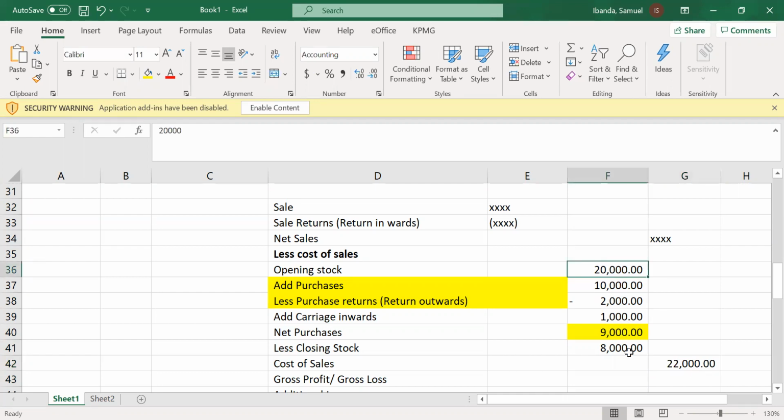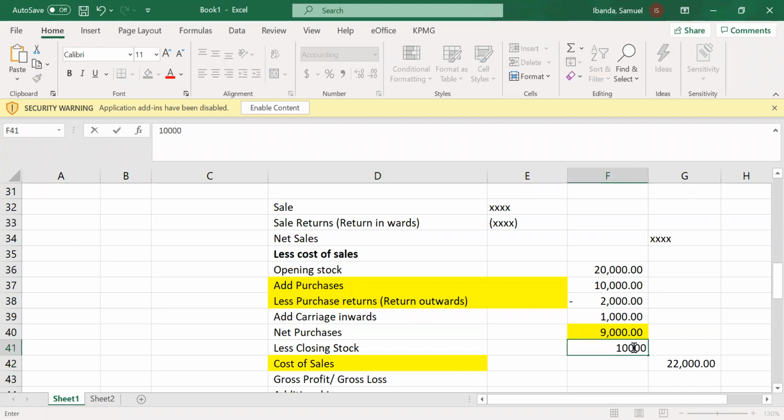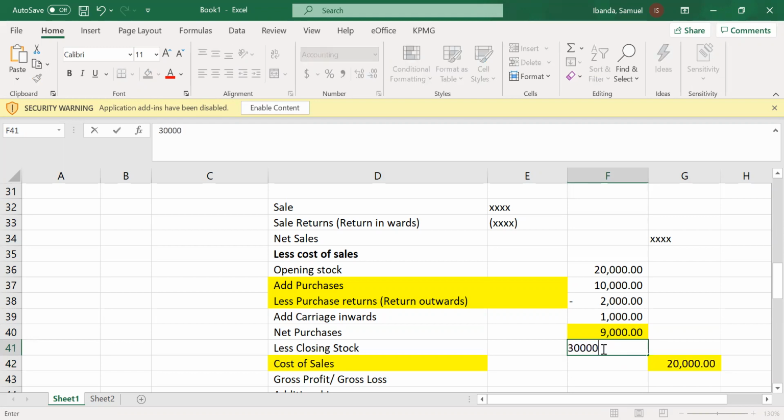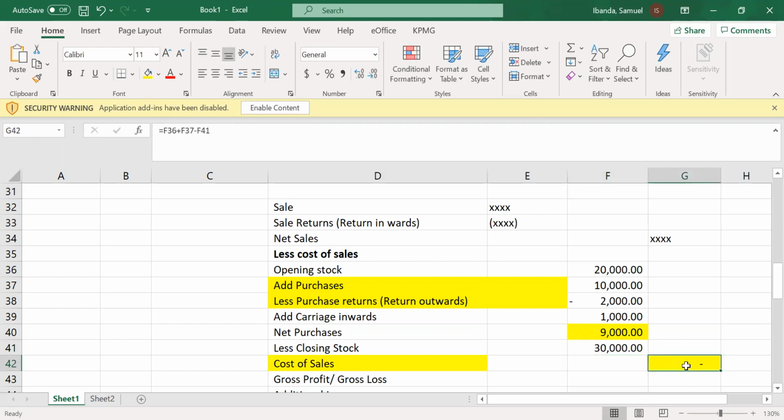This is what I'm asking, and I want you again to be attentive. If my closing stock increases, what will happen to my cost of sales? This is my cost of sales. If my closing stock, instead of 8,000, was 10,000, see what is happening to my cost of sales? My cost of sales has gone down. If this gets to, let's say, 30,000, you see my cost of sales has even gone to zero.